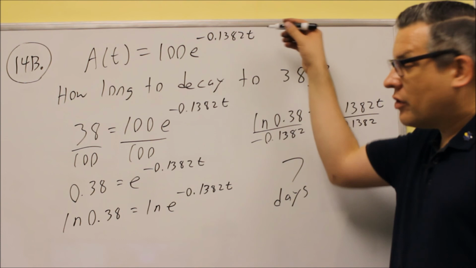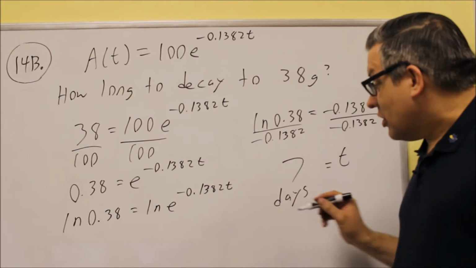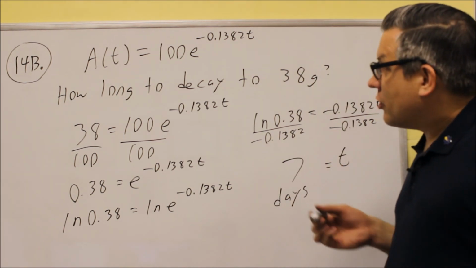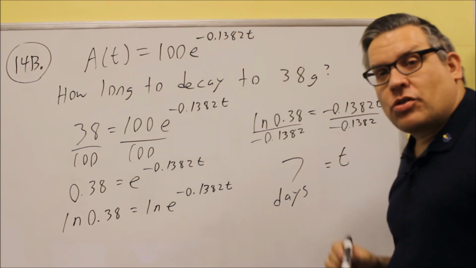So if we start out with this, decay is pretty fast. So after 1 week, basically 100 grams will be taken down to 38 grams.